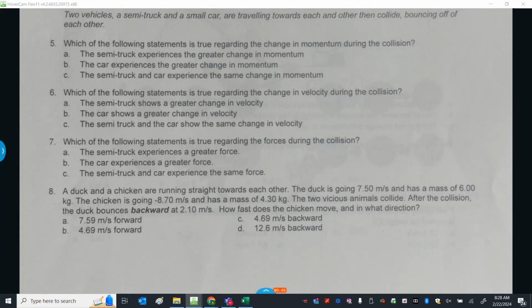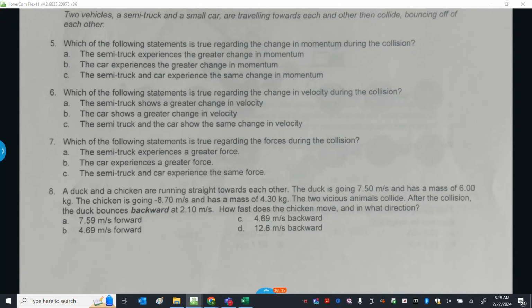Number 5 says, which of the following statements is true regarding the change in momentum during the collision? We've talked about this a couple times now, and it goes back to our definition. Guys, if the total momentum of the system has to remain constant, then that means that the change in momentum of the car and the change in momentum of the semi-truck when they collide have to be equal and opposite to each other.